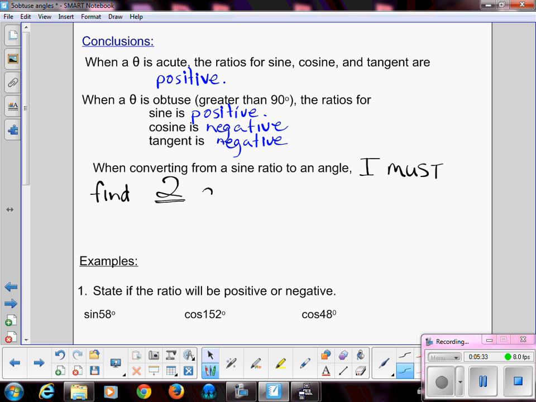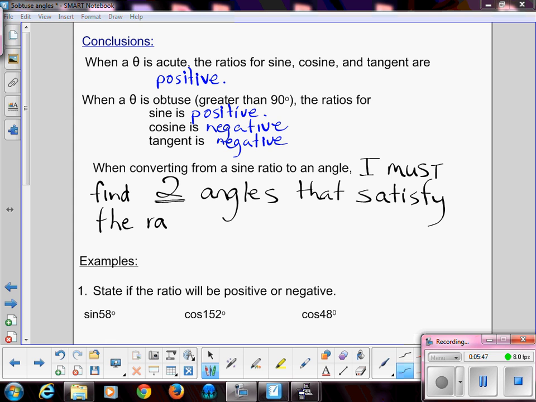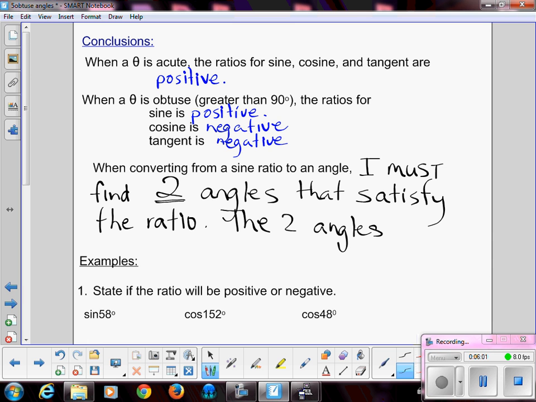two angles that satisfy the ratio. Sorry about that. That satisfied the ratio. So we know that our calculator gives us the one angle. And so to get our next one, the two angles will be supplementary. Okay, and that works here for sine, not necessarily if I was doing something different too.